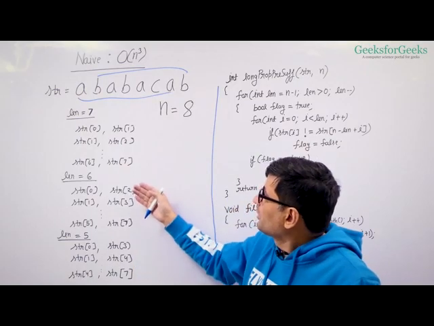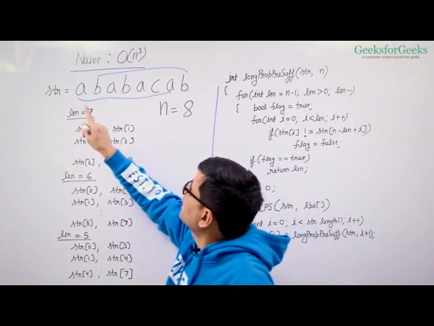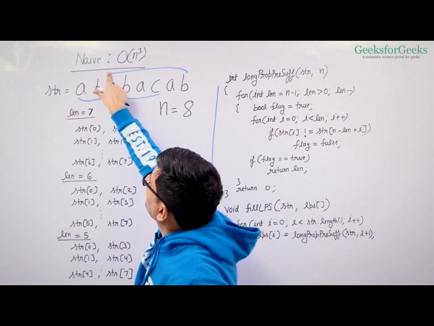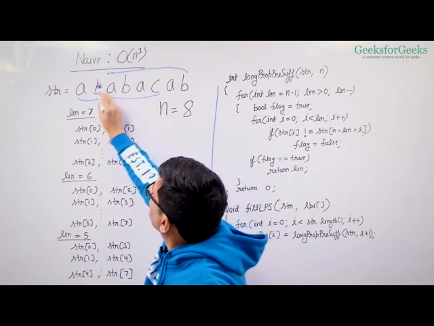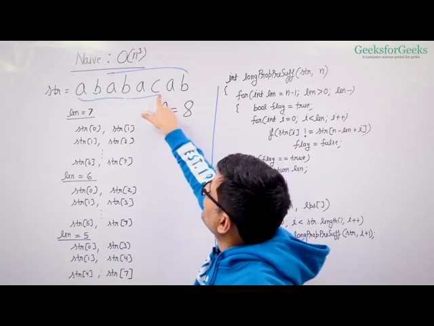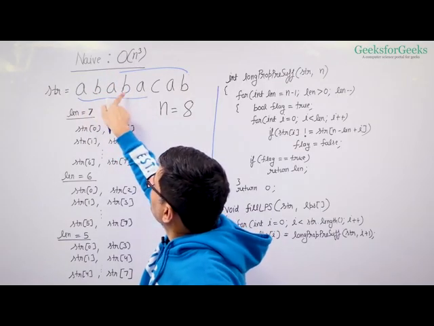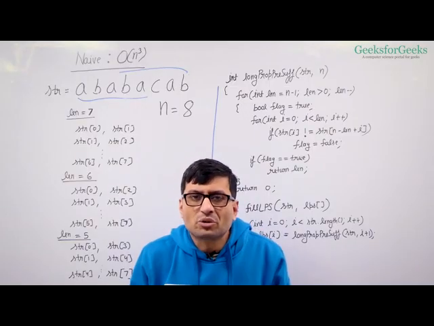So these are examples. When you have length equal to 6, you will basically be checking this string and this string, whether they are the same or not. If length is 5, then you will be checking this string with the last 5 characters of this string. So that's what we are doing in this logic.